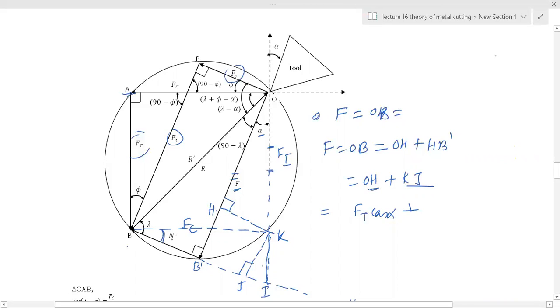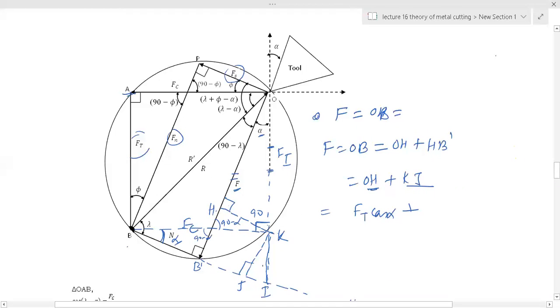This angle will be alpha. How will this angle be alpha? You can check this. This is alpha. This is your 90 degree. This angle is your 90 degree minus alpha. So this will be your alpha. This is your 90 degree minus alpha. So this will be your alpha.